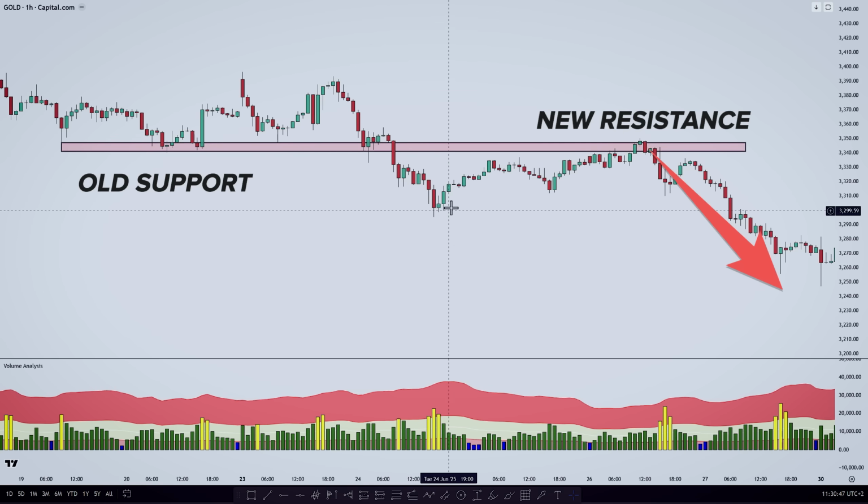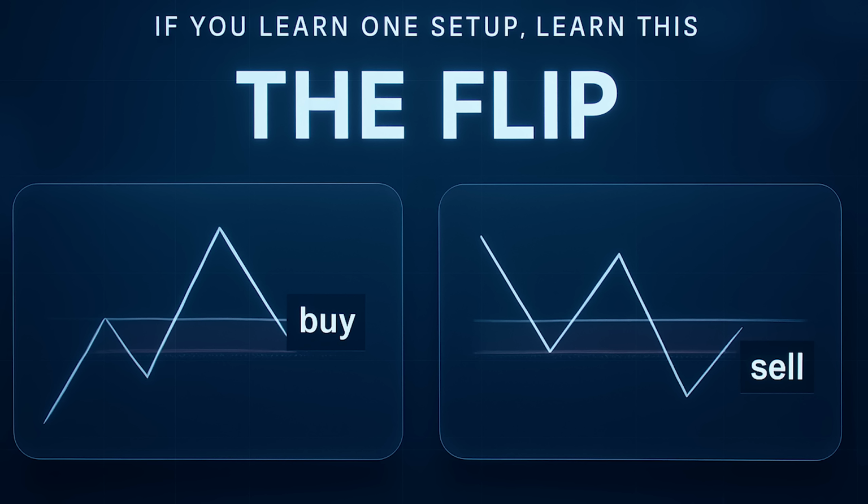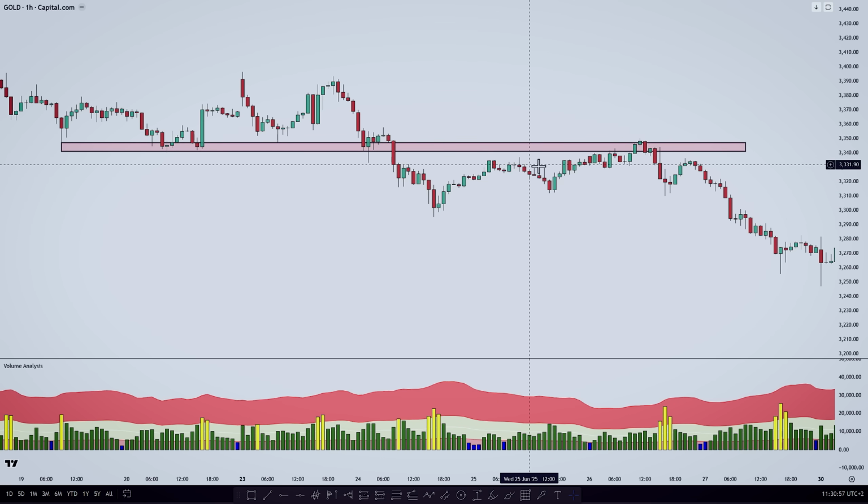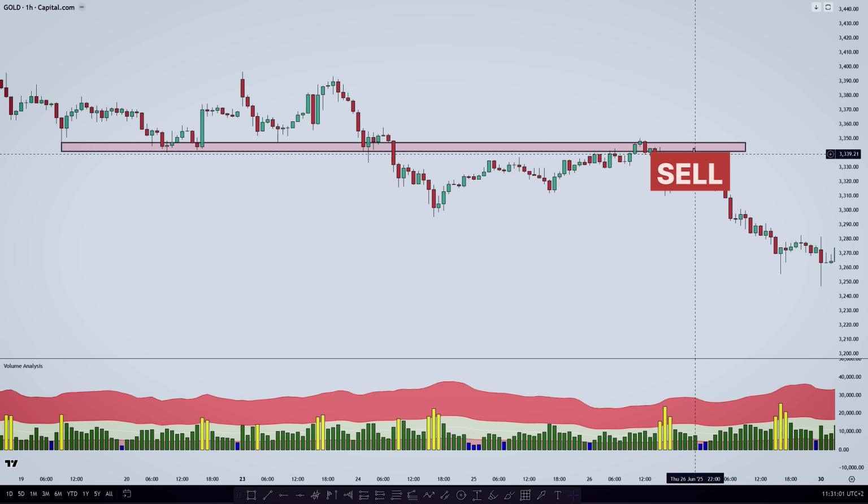The flip works because of human nature. If you only learn one setup from this entire video, learn the flip. Wait for a level to break. Wait for price to come back and test it from the other side. Enter there. Highest probability entry in the game.